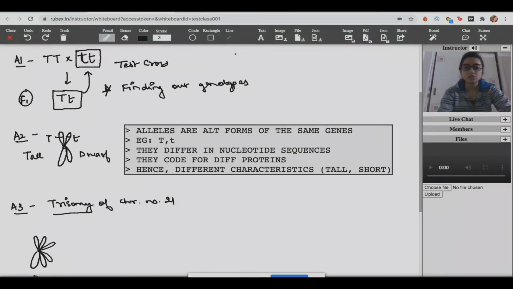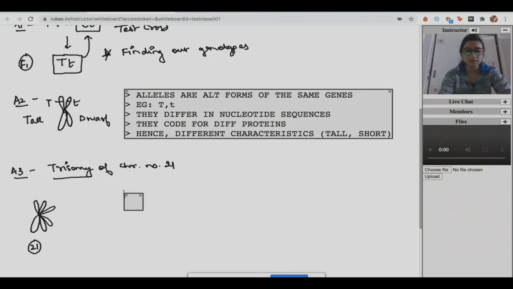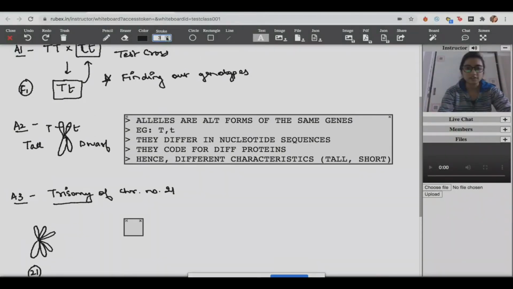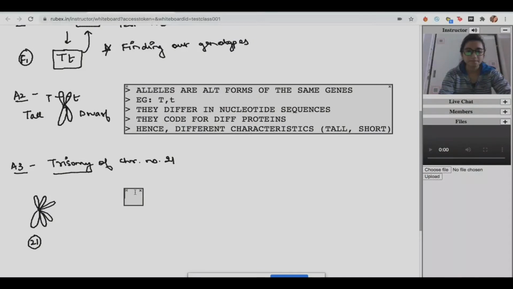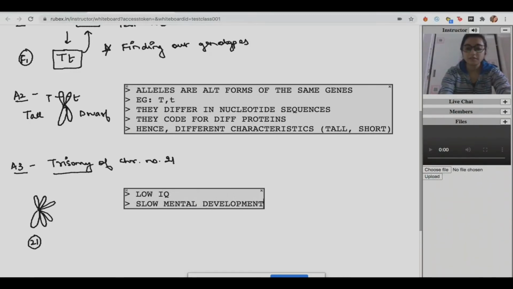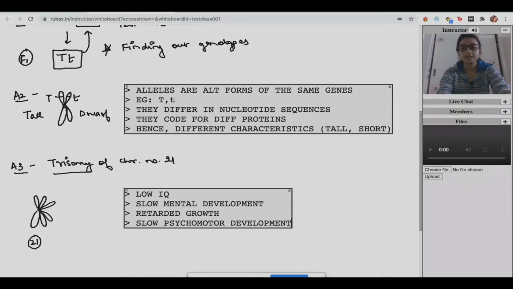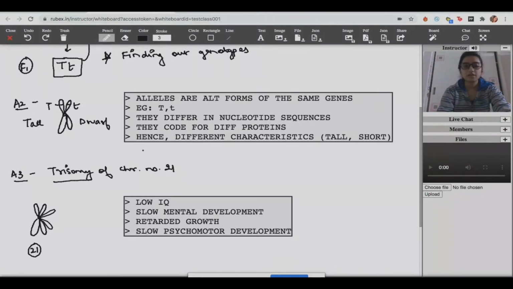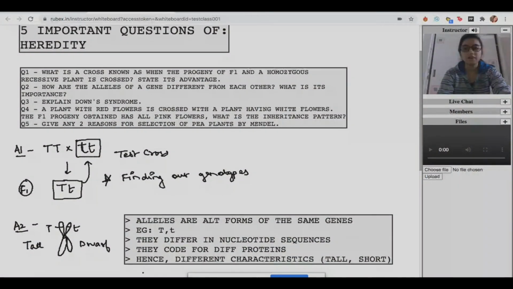Just to mention a few of the symptoms for this genetic disorder: basically they have a low IQ, slow mental development, retarded growth, and slow psychomotor development. So the overall body development is very slow, and they are not as developed as the usual human being.